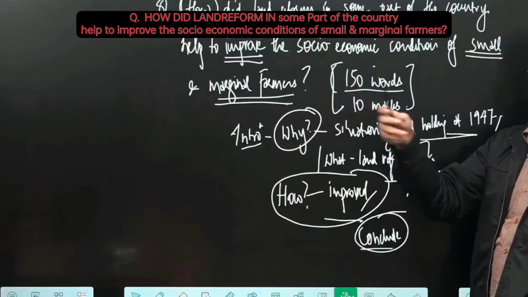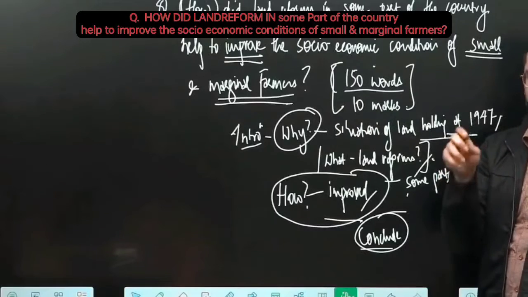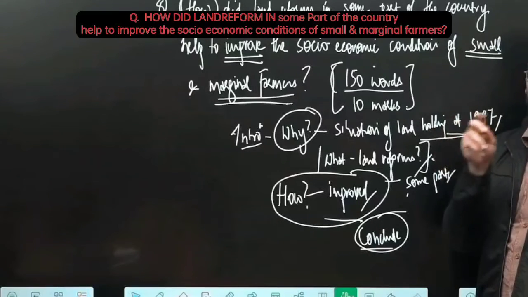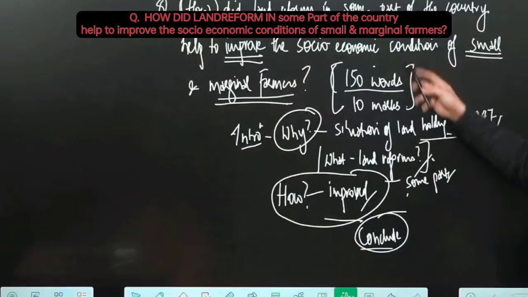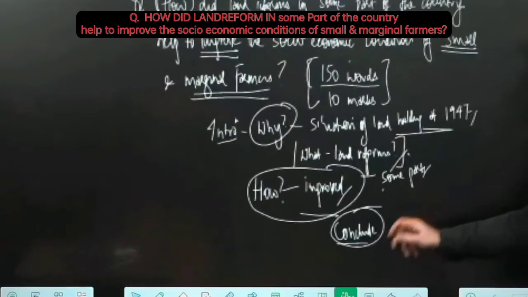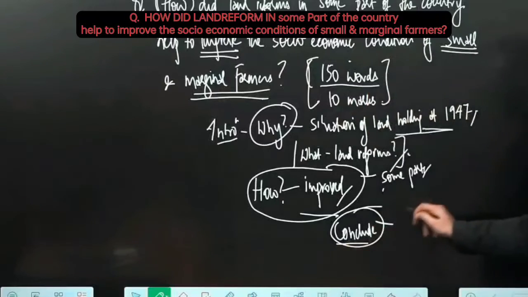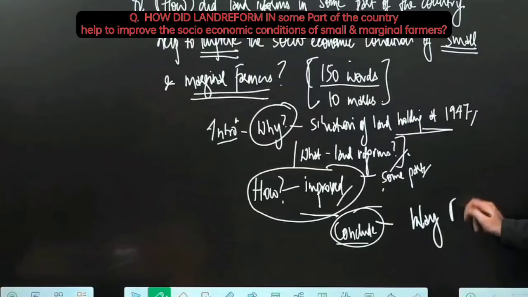After that you need to provide resources to work on the land. Then you need to collectivize the farmers in terms of cooperatives to improve productivity. So what next should be done to improve the socio-economic condition? You have to write the way forward on improving the socio-economic conditions.